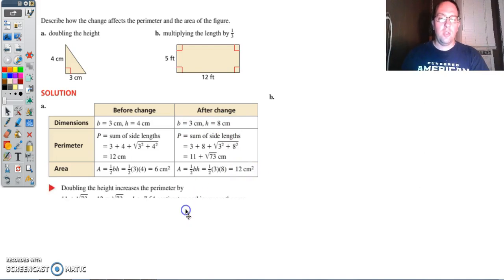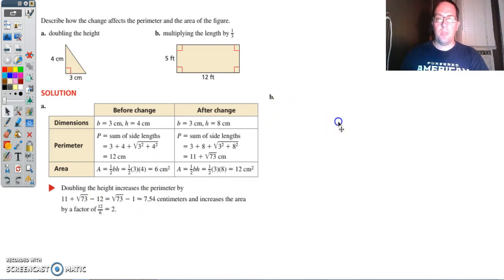So doubling the height increased our perimeter by, we subtract, 11 plus the square root of 73 minus 12, which is approximately 7.54 centimeters. The area went from 6 to 12, so it doubled the area, because 12 is 2 times 6. 12 over 6 is 2. That doubles the area. So that's nice.